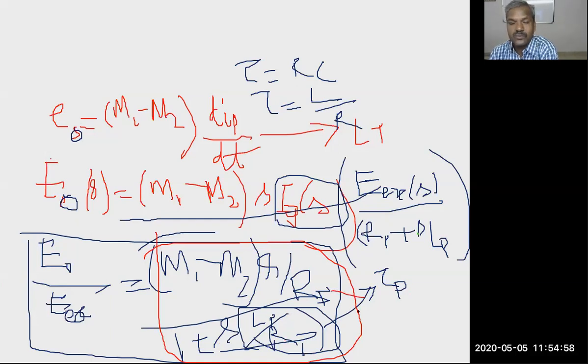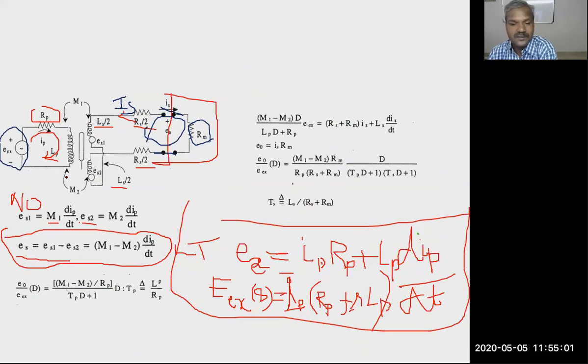This should be equal to the secondary circuit. So what is the secondary EMF? The total EMF induced in the secondary circuit is RS plus RM, where RS is the total secondary coil resistance and RM is the meter resistance included in that. So this equals RS plus RM into IS plus LS dIS by dt. LS is the self-inductance, and this is the EMF due to the self-inductance. So you equate these two.